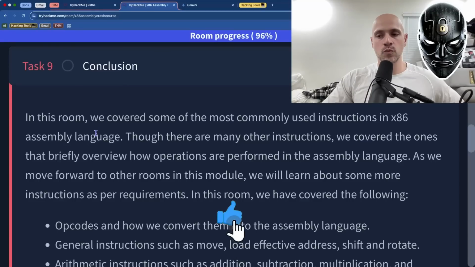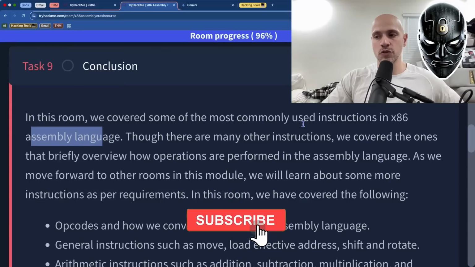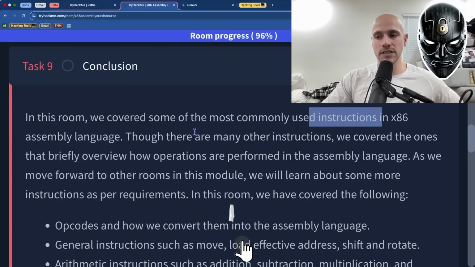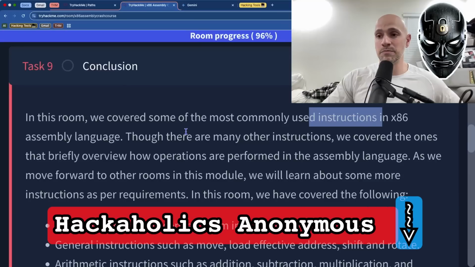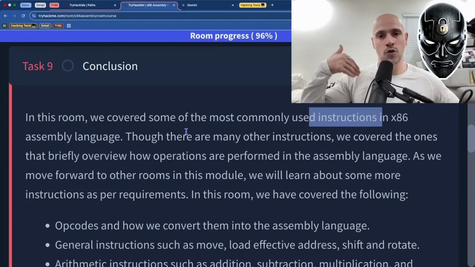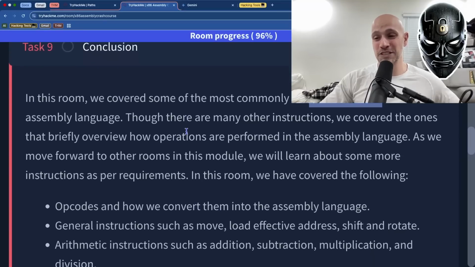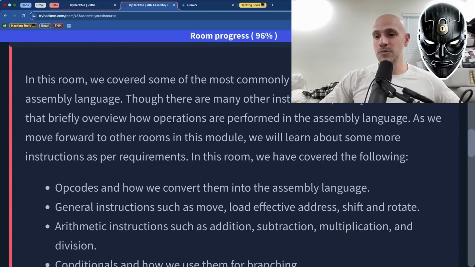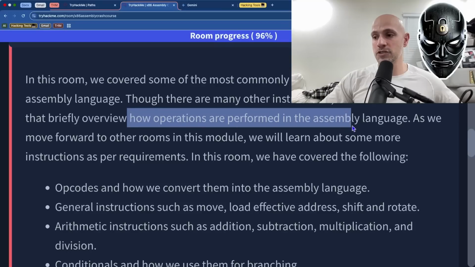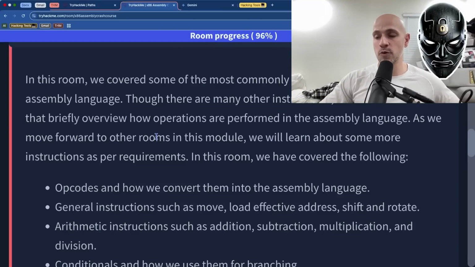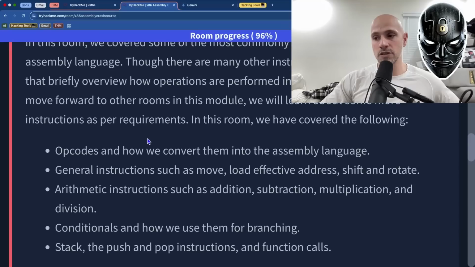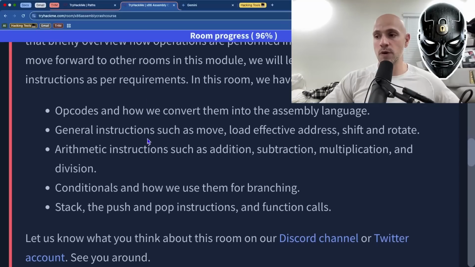So basically what we looked at was what the common assembly language instructions are in the x86 architecture, and obviously there's a lot of other stuff because this is not the be all and end all of this conversation. This specific topic for x86 architecture can go very, very deep, as I'm sure you can imagine, because this is not something super easy to wrap your head around. We covered the operations performed in assembly languages, and as we move forward to the rest of the videos in this module, we're going to learn about some of the more instructions as per requirements.